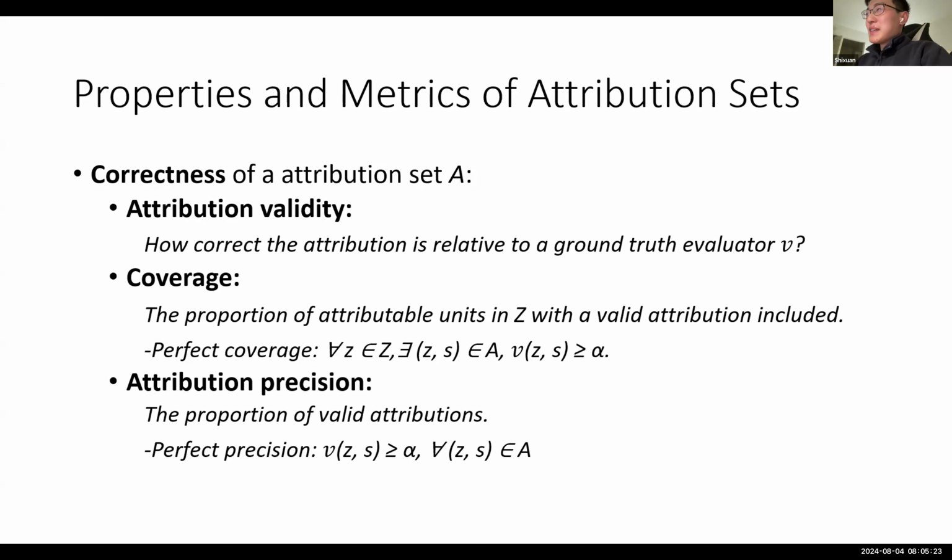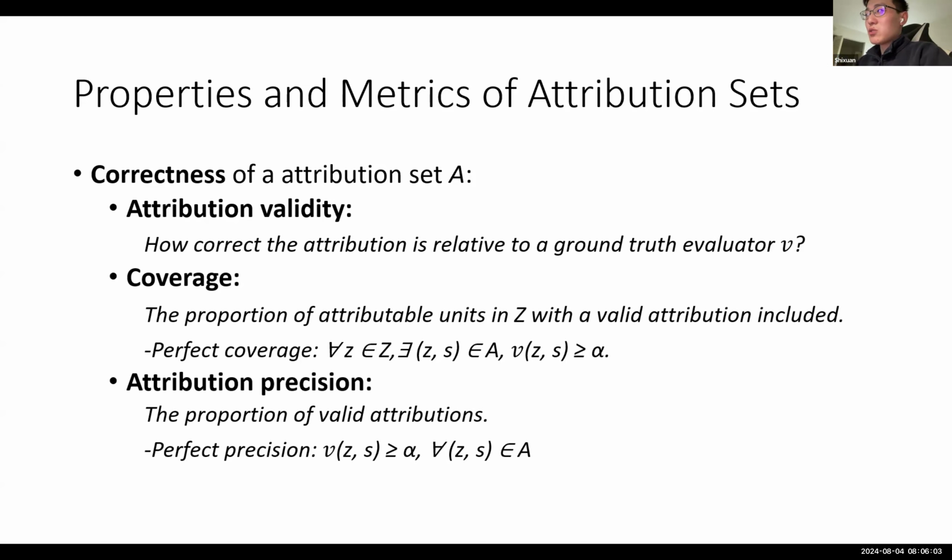So there are also some properties for the attribution sets, the results provided by your attribution algorithm. I think the first most important property or metric of an attribution set is the correctness of it, right? So basically, we have a few metrics to evaluate how correct your attributions are. The first one is the validity. The validity here means that you are comparing your attribution to a ground truth evaluator.